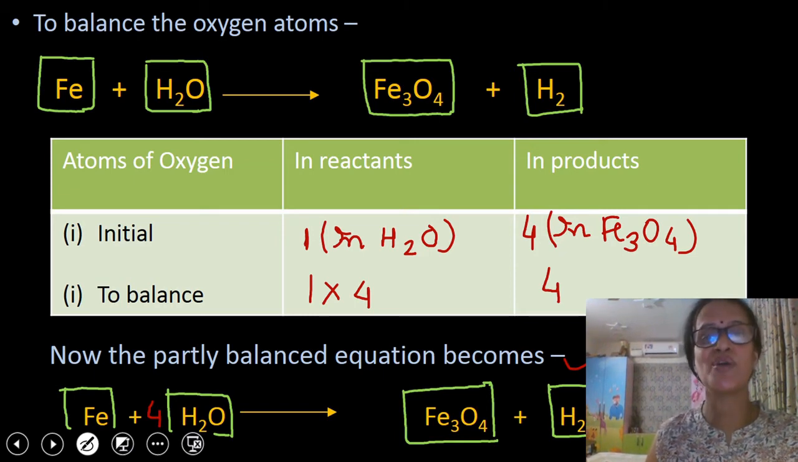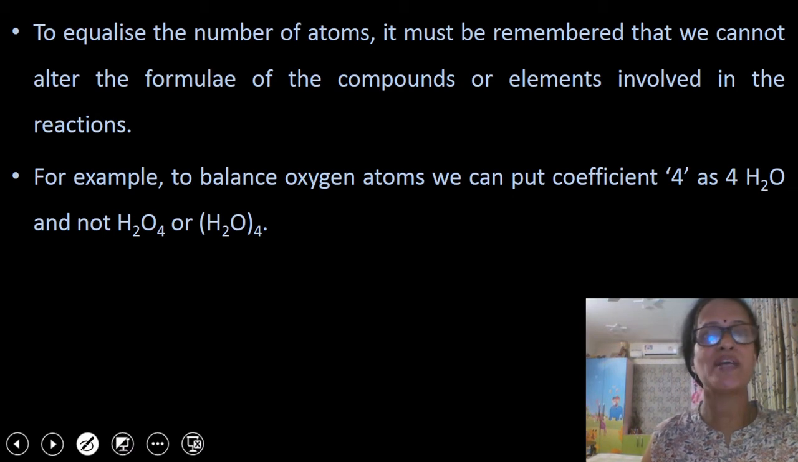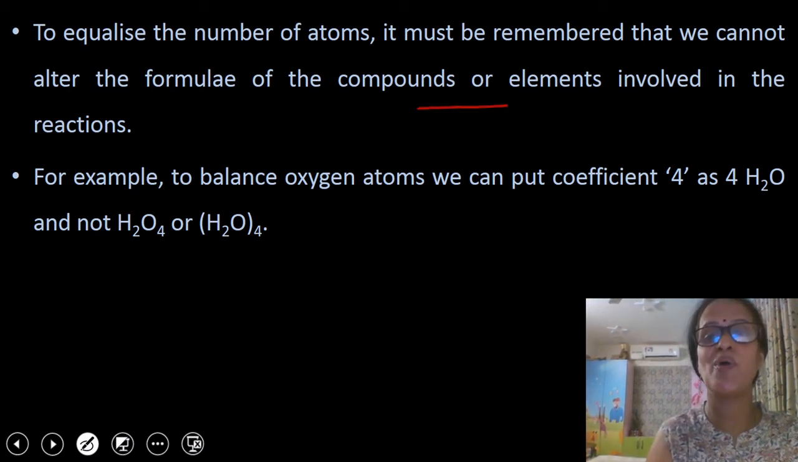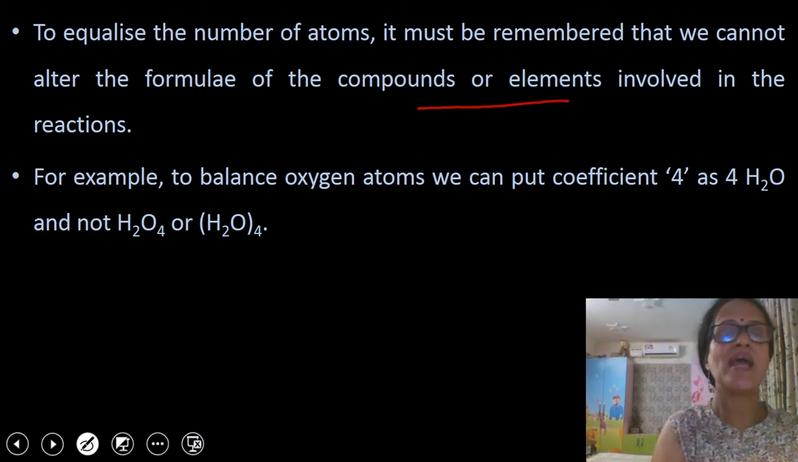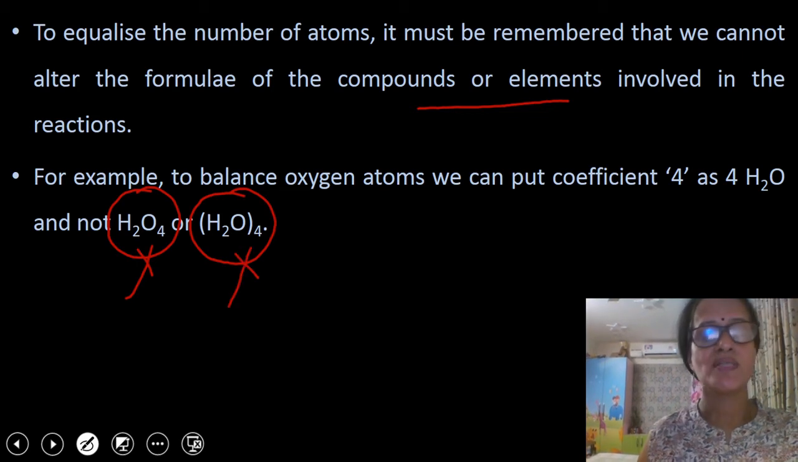Now at this stage I want to explain to you why we have drawn boxes around each element and compound. Students, as you are beginners at this stage, the purpose of drawing a box around each element and compound was that you must know that you cannot write any number inside the box or towards the right side of the box. You can write only towards the left hand side of the box. For example, you were supposed to add 4 oxygen atoms. For adding 4 oxygen atoms, you cannot change the formula of the compound or element. So you cannot add 4 oxygen atoms by writing H2O4. This is the wrong method. And you cannot write H2O whole 4 also. This is also a wrong method.